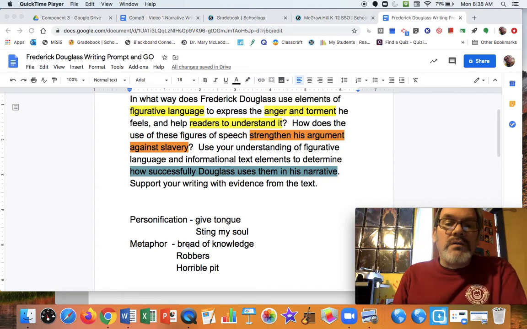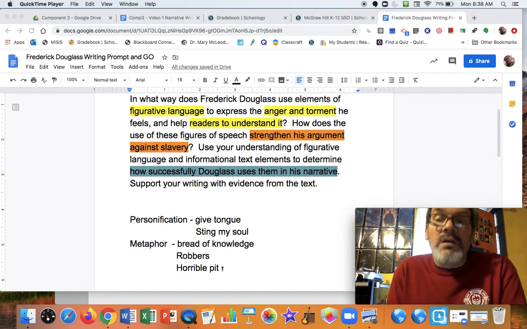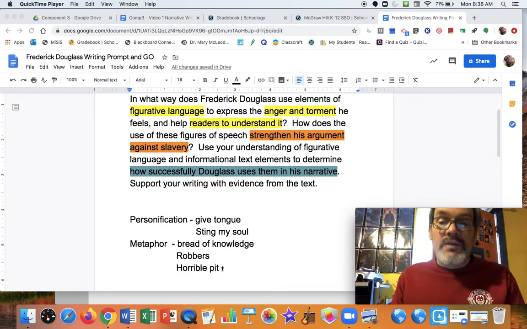He also uses metaphors. He refers to knowledge as bread, bread for the soul. He refers to masters as robbers. And he talks about how having the knowledge threw him into a horrible pit. There are more if you want to find them. Those are just some that I brought from the text.